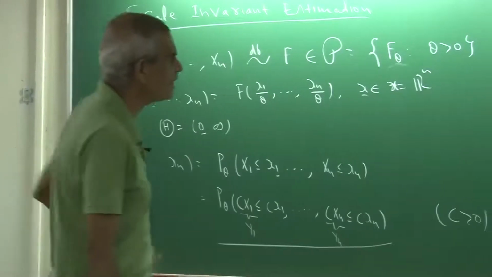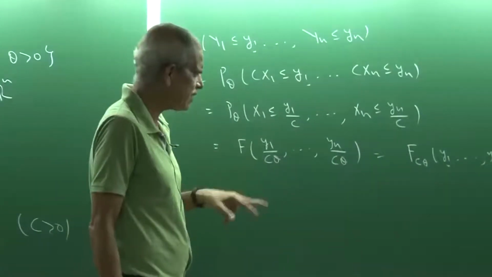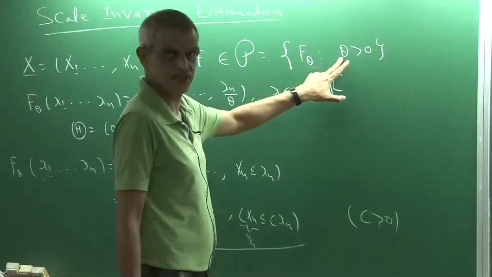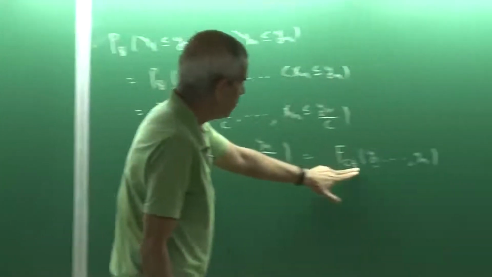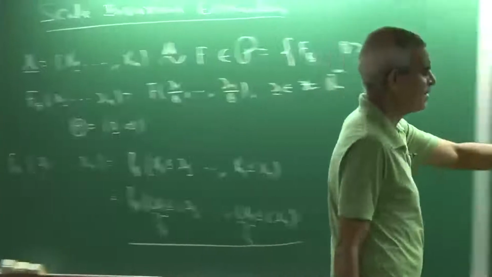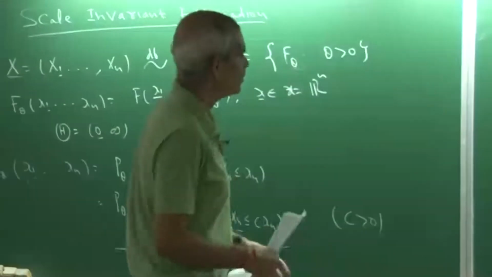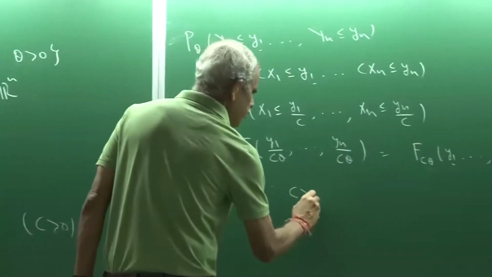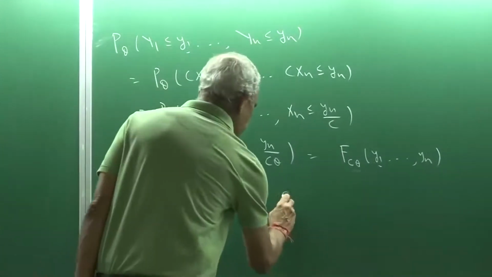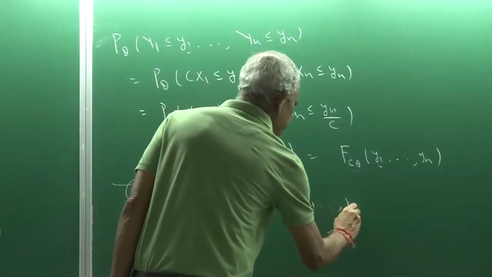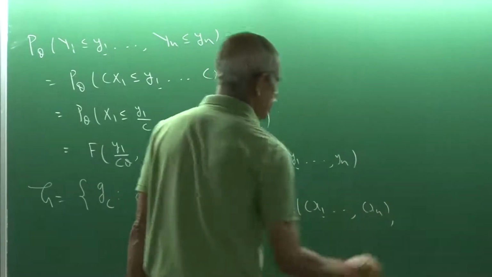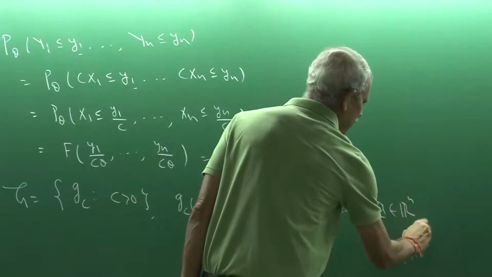So what does this suggest? If I consider my group of transformations to be c x1, c x2, ..., c xn, their distribution is again in the same family, because if theta is positive and c is positive, then c theta is positive. So the argument is again in this range, which means this distribution is again in P. This suggests I should consider the group of transformations to be G_c, c positive, where G_c(x1, x2, ..., xn) is the same as (cx1, ..., cxn), which are my yi's, because they are the transformed variables, with x belonging to R^n, which is my sample space, and c positive.